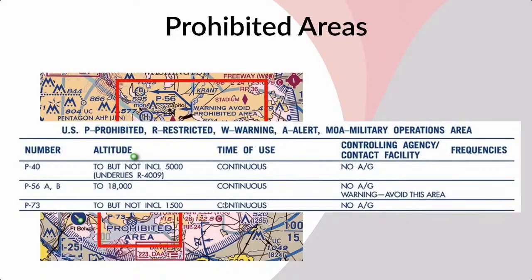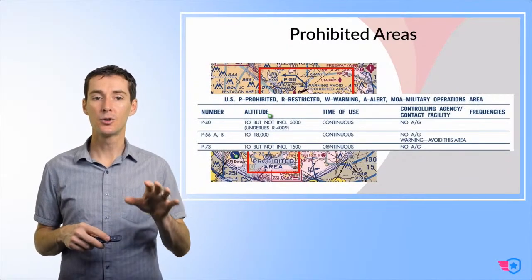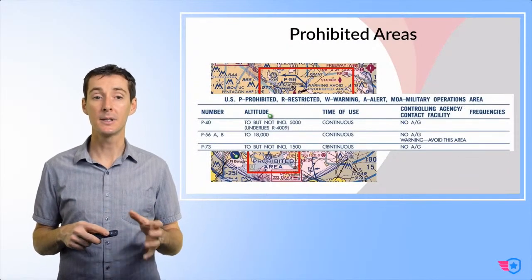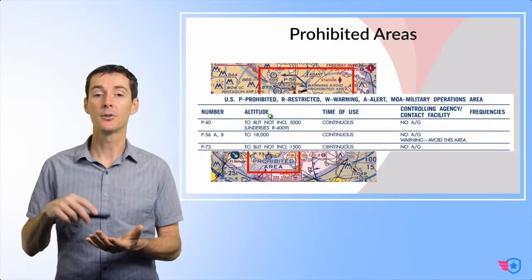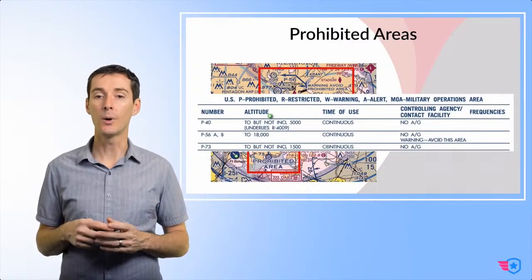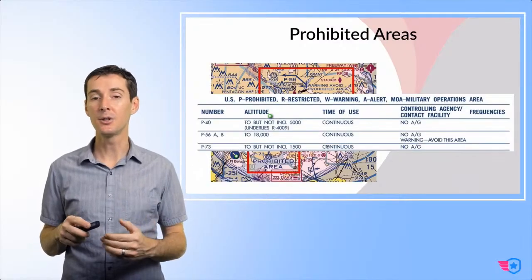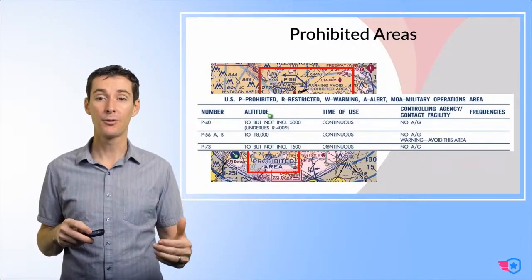When you look at the sectional chart, on the top part of the sectional chart, and I'll show this to you in the chart section, there's going to be a table, just like what I'm showing you right here on the screen, that has the number on the side. So see P73, for example, and it's going to tell you the altitude at which the airspace is located, to but not including 1,500 feet. It means that airspace starts at the surface and goes all the way to 1,499 feet. Time of use, continuous. It's always on. There's no controlling agency in this case. It's just an area that you need to avoid. You cannot request approval to fly into that area.